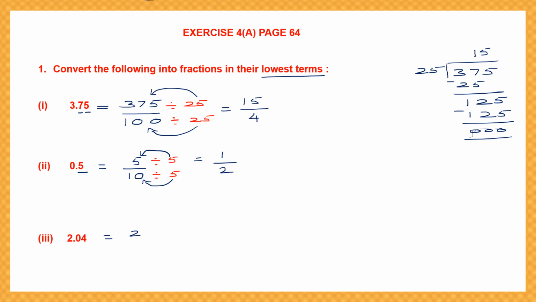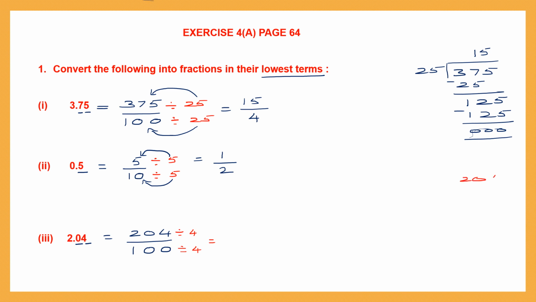Question 3, 2.04. Remove the point and write, you get 204. Our denominator is 1 followed by zeros. Look at the question, after the point there are 1, 2 digits, so we will have 2 zeros. So now we have a fraction 204 by 100. Now to reduce this to the lowest term, we can divide both by 2. We can also divide it by 4. So 4 is the highest common factor, so let's use 4. So we're going to divide 204 by 4 and 100 by 4.